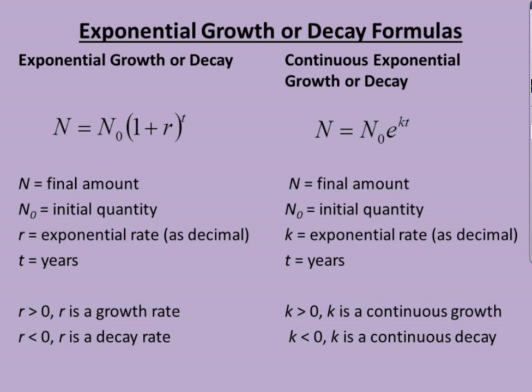Now we're going to know the difference between growth and decay. On just the exponential growth and decay, if the r value is greater than 0, it's going to be growth. If it's less than 0, it's going to be decay. And the same with our k value for the continuous function. If k is greater than 0, it's growth. And if k is less than 0, it will be a decay problem.